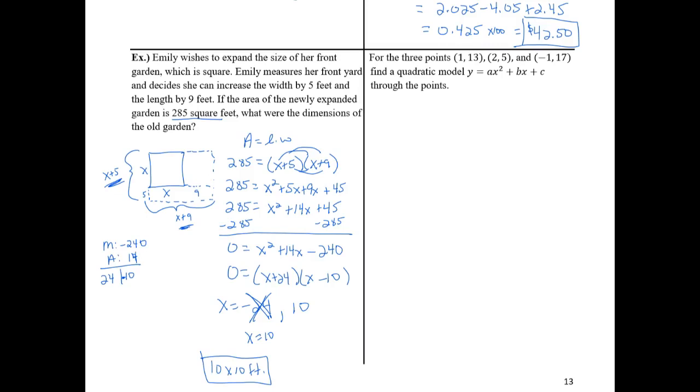In this video, we are going to be finding a quadratic equation given 3 points on the graph. So it says for the 3 points (1, 13), (2, 5), and (-1, 17), find a quadratic model y equals ax squared plus bx plus c that goes through those points.